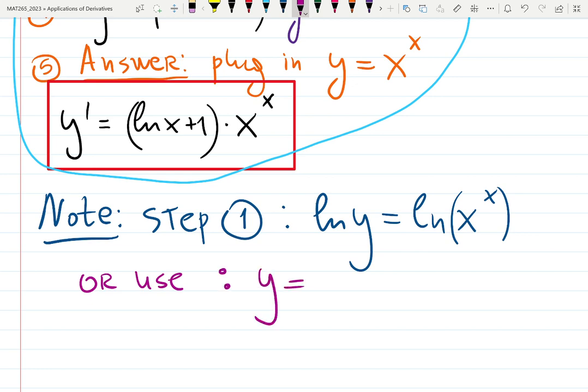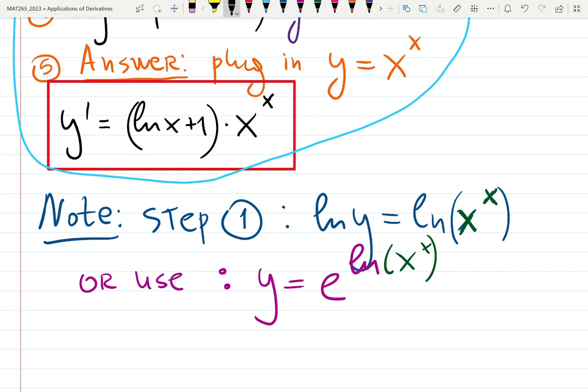Y equals. Actually, let me ask you, do you think it will work or not? Which one did you offer? e to the ln of x to the x. What do you think? Will it work? So this is just giving y equal to x to the x. Well, let's see if it's going to work.